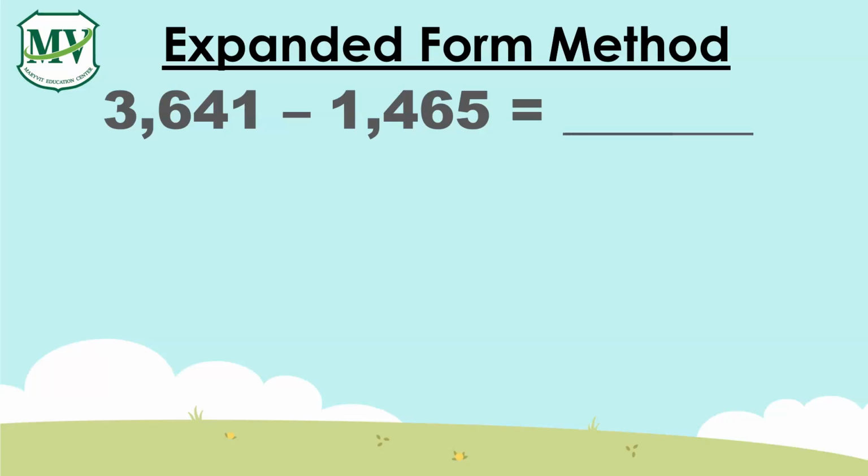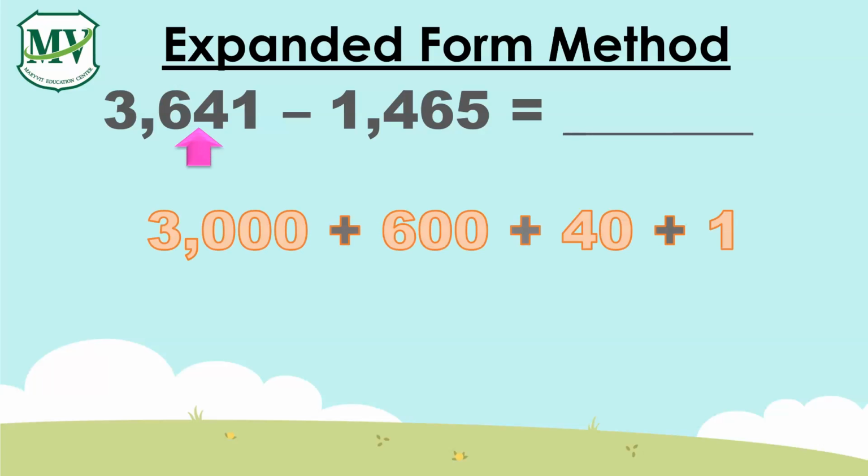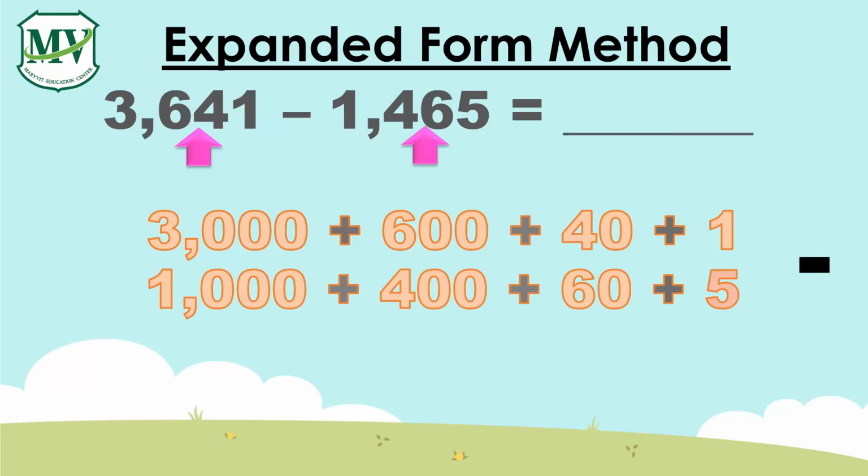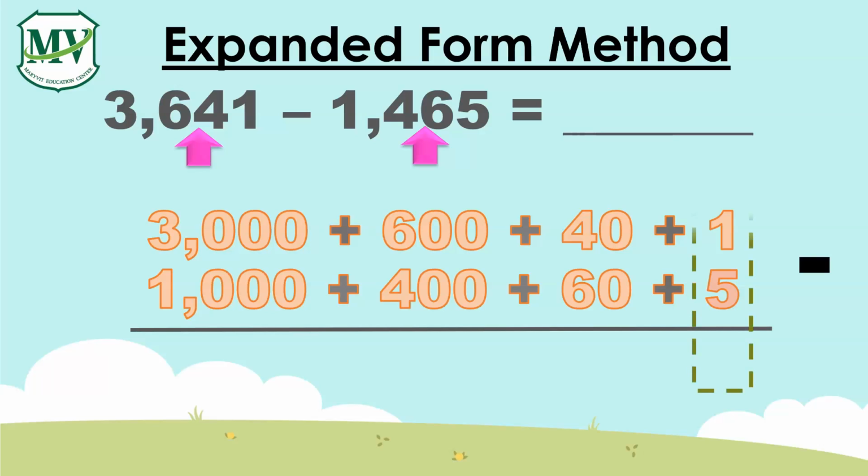3,641 minus 1,465. Let's write the expanded form. 3,000 plus 600 plus 40 plus 1 minus 1,000 plus 400 plus 60 plus 5. We begin with step 1. Subtract the ones. 1 minus 5 cannot be.